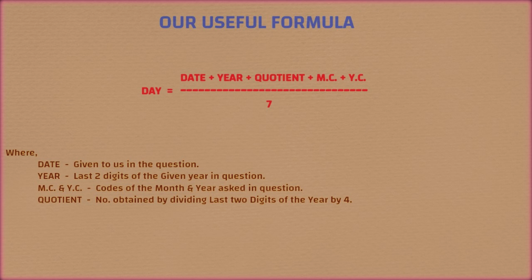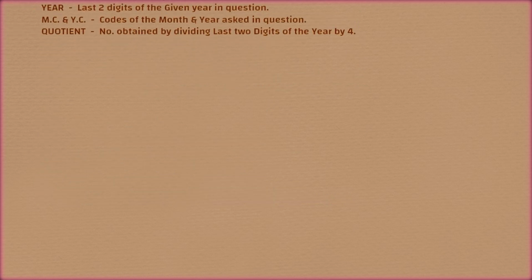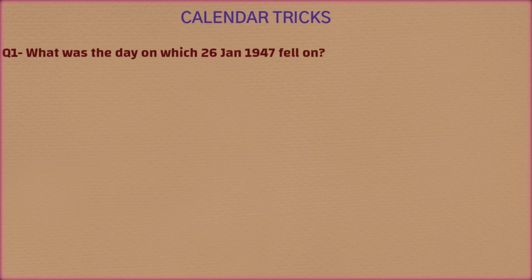And after this division, whatever remainder we get would help us in calculating what day it would be on the given date. So now after taking a look at the formula, let's try to solve some questions and get more understanding of this formula. Let's try to calculate what was the day on the date 26th January 1947. Pause the video to give it a try by yourself. When you're ready, come back again.